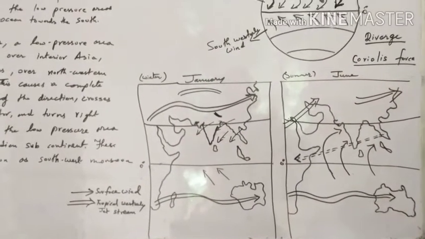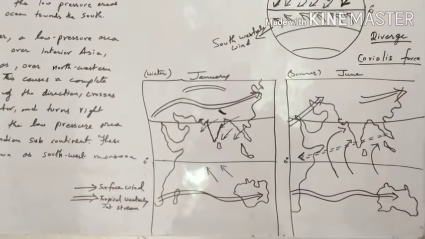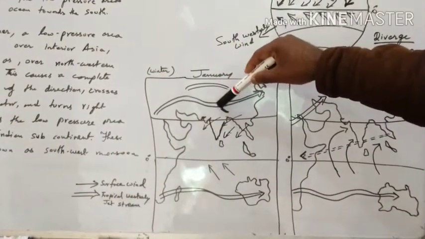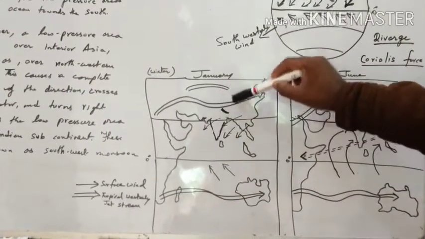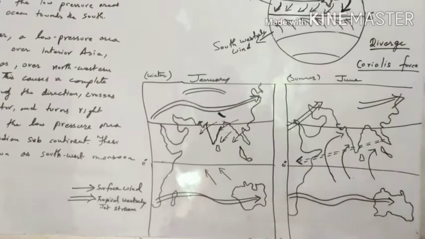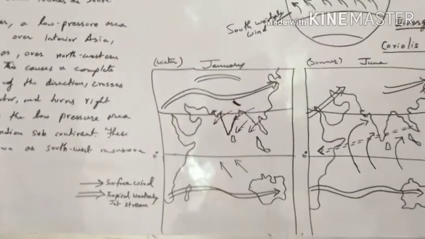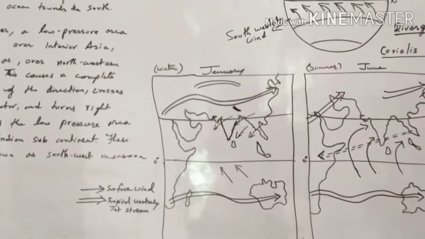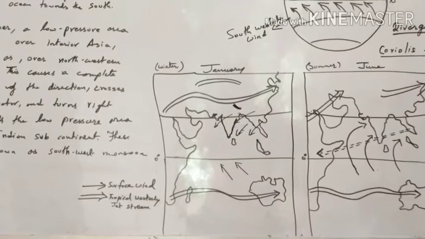So during winter there is a high pressure area in the north of the Himalayas. So this is your high pressure zone. This is our country India, and towards the north there is the Himalayas, and above the Himalayas in the north there is a high pressure belt in the winter months. So the cold dry wind blows from this region towards the low pressure area over the ocean towards the south.